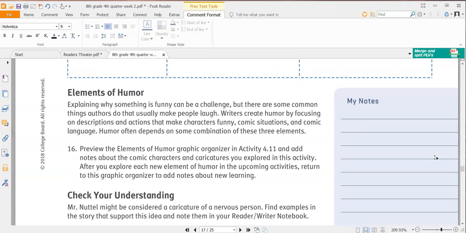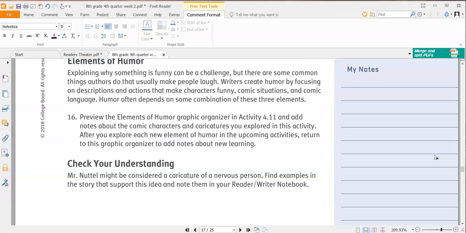Elements of humor. Explaining why something is funny can be a challenge, but there are some common things authors do that usually make people laugh. Writers create humor by focusing on descriptions and actions that make characters funny, comic situations, and comic language. Humor often depends on some combination of these 3 elements. So actions, comic situations, comic language. So preview the Elements of Humor graphic organizer in Activity 4.11 and add notes about the comic characters and caricatures you explored in this activity. As you explore each new element of humor in the upcoming activities, return to that graphic organizer to add notes about your new learning.